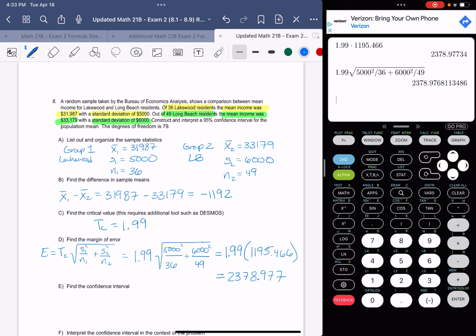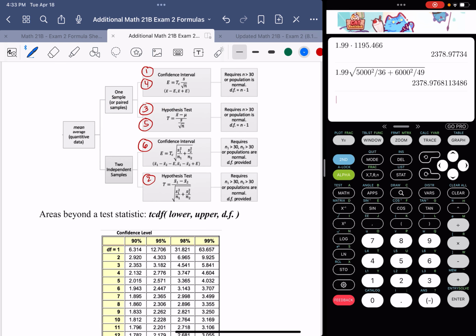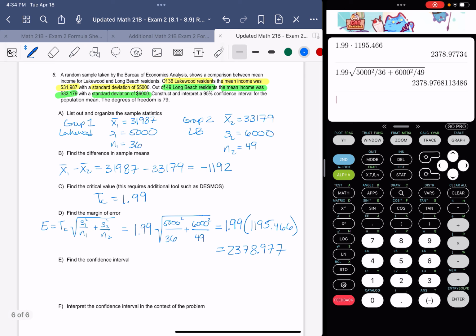Any other questions here before we move on to part E? Okay, part E, find the confidence interval, which again, go to here if you need to. The confidence interval is, notice it's a little bit different. It's x1 bar minus x2 bar minus E, comma, x1 bar minus x2 bar plus E, which we've already found a portion of.